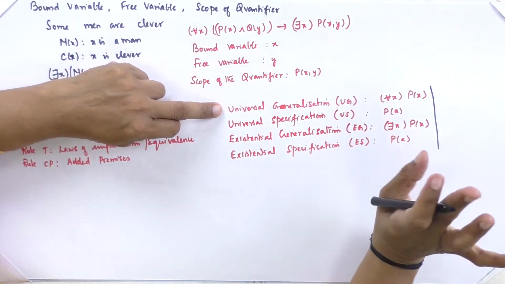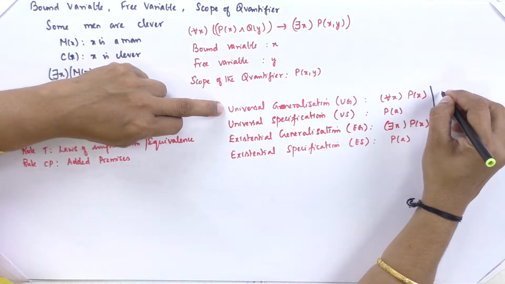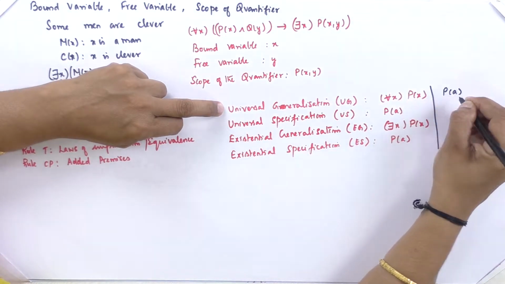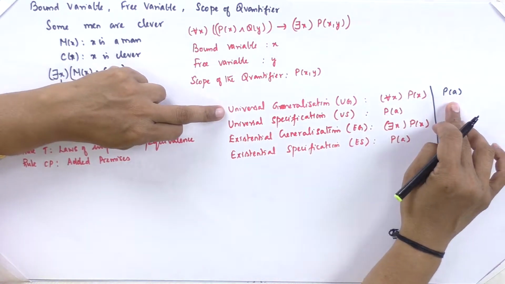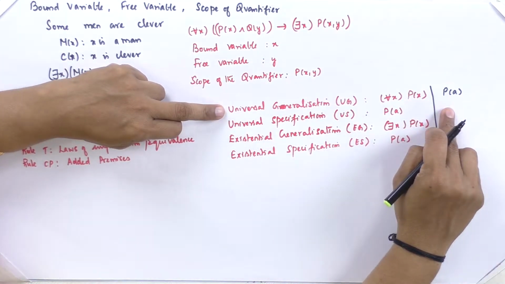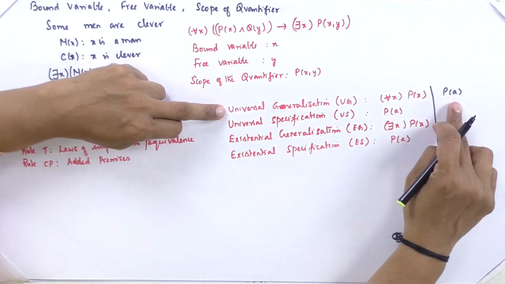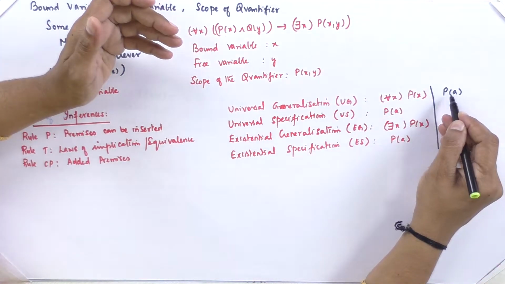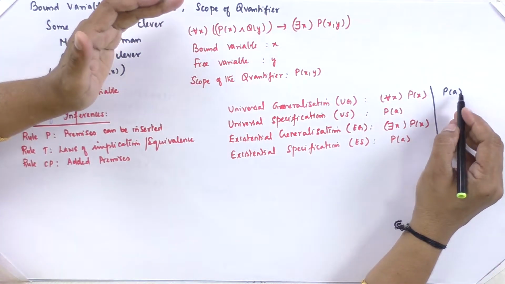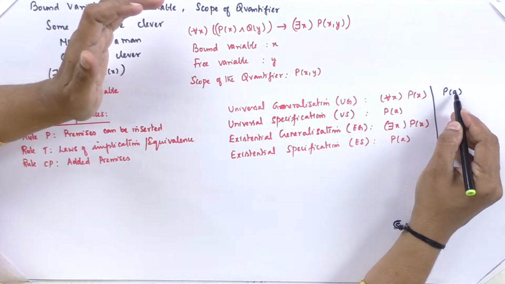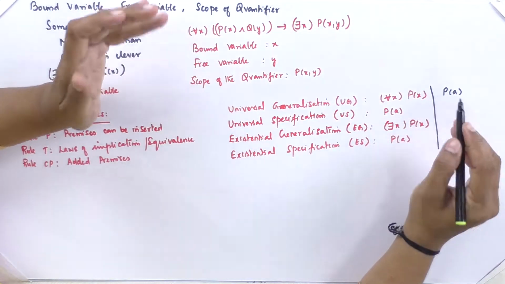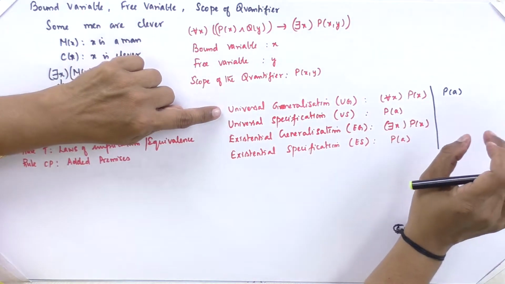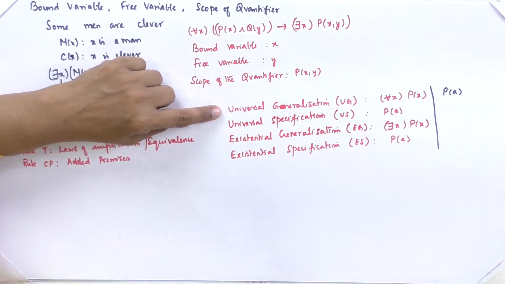If a statement P of A is given, true only for A, how do we generalize this statement? P of A represents, for example, Sita sings. Sita is the subject, which I represent as A, and the predicate is sings. So universal generalization: everybody sings.